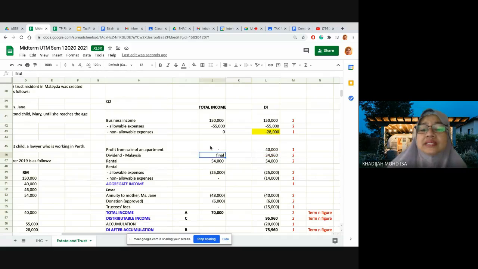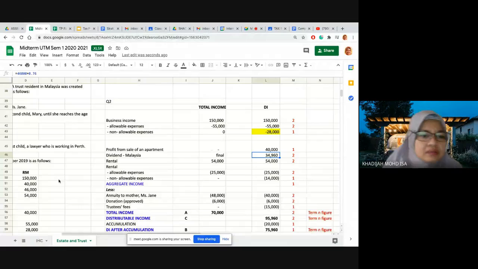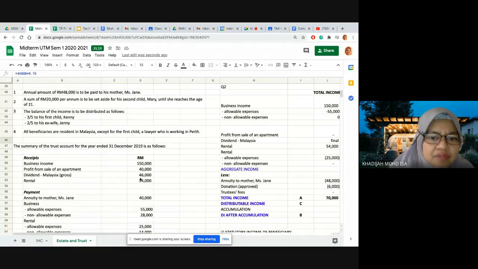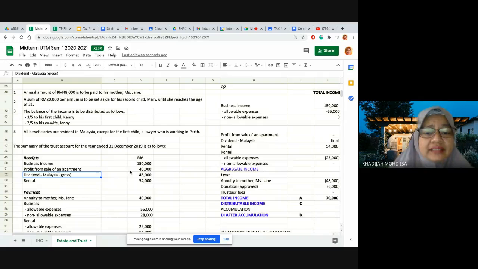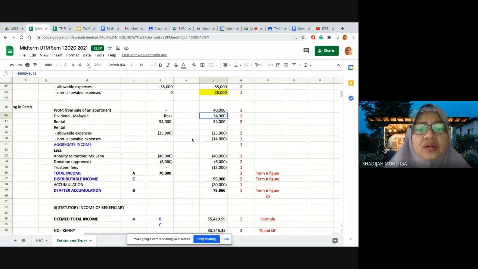Dividend under total income is final under single tier. But under distributable income, remember that when you get single tier dividend, it's not 100% you receive. You only receive 76%. So distributable income again is a cash basis. How much you actually receive? You only receive 34 instead of 40,000. Is it 40,000? I think so. Yeah, 40,000. What is the income? Dividend from Malaysia. Even though kat sini dia letak gross kan? Tapi what you receive is not gross. What you receive is net of tax. So that's why it should be dividend 34,960.